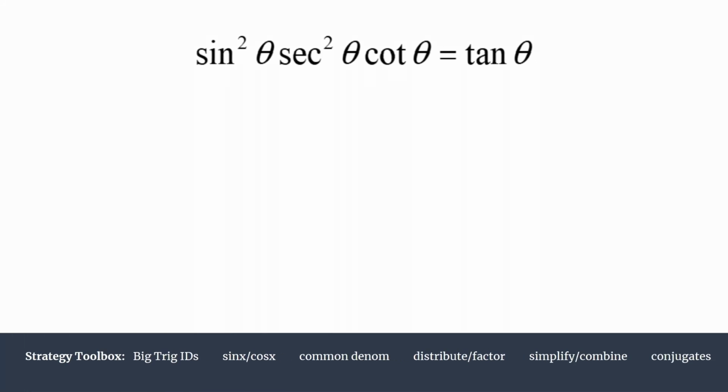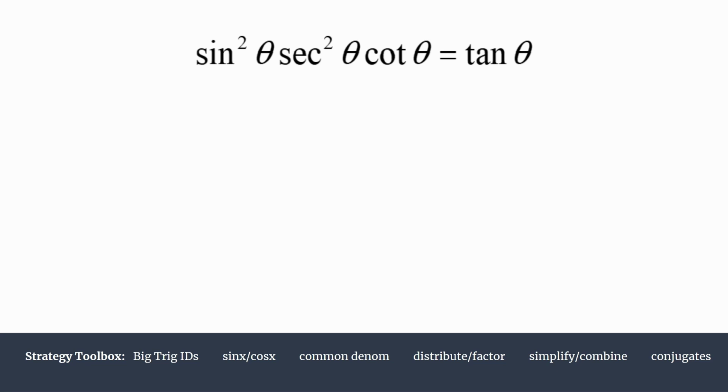So as we look at this trig identity, we want to work starting on the more complex side. Remember, we only work on one side, only manipulate one side. So seeing the left side has more terms, more trig expressions, that's going to be the side that we work on. And we see that we could rewrite secant and cotangent using some of our big trig identities. Or you could say that we're rewriting so that they're all in terms of sine and cosine.